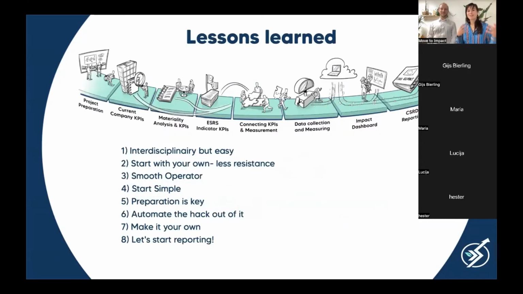Okay, so what are our lessons learned from working already 1 year on the CSRD elements? I will walk you through each of these phases we indicated, through one of our lessons learned. So for the project preparation, the first one is interdisciplinary but easy. Please, please, please include directly from the beginning the C-level or C-suite, however it's called in your company, the HR department, the financial department, and also the CSR department, but also the head of IT. Because as you see, there are a lot of data structures and definitions coming. So it's important that they are directly included, and get your support team rallied around you.